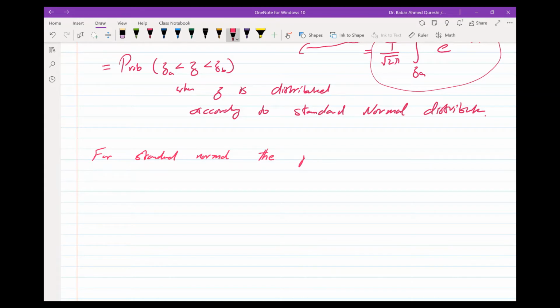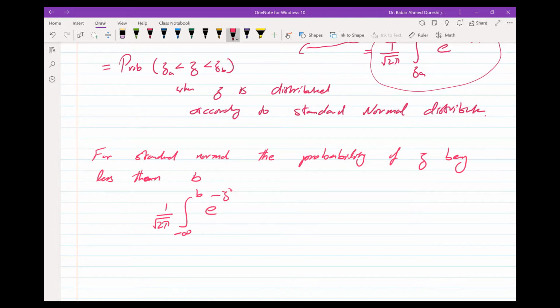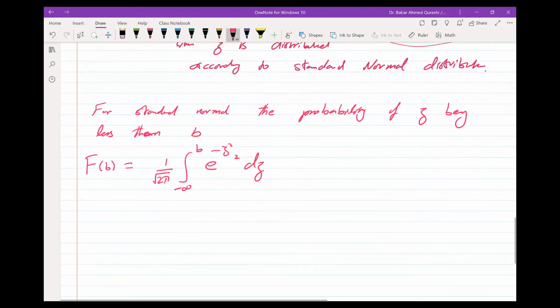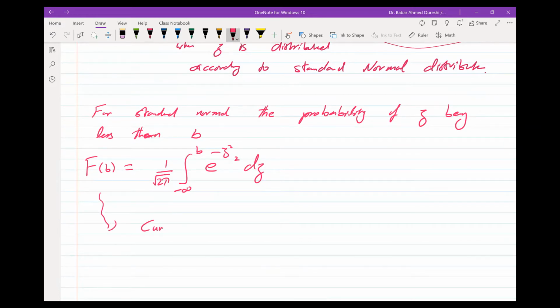The probability of z being less than a number, let's say b, is just going to be the integral from minus infinity to b. This is given a name, F of b, and you can call it the cumulative distribution, the cumulative standard normal distribution.